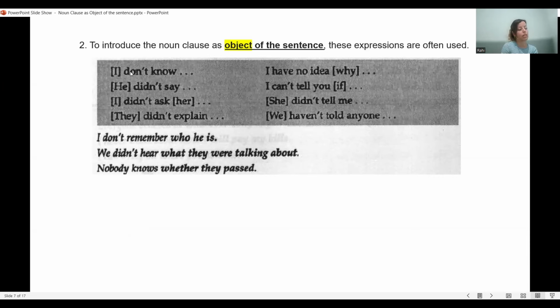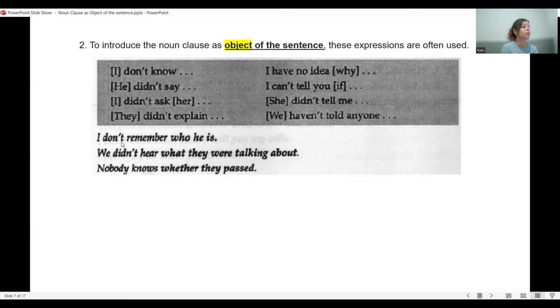For example, we can say, I don't know it. He didn't say it. So here, whatever follows these phrases can be a noun clause. I didn't ask her. They didn't explain. I have no idea why. I can't tell you if. She didn't tell me. We haven't told anyone. So these phrases introduce a noun clause.